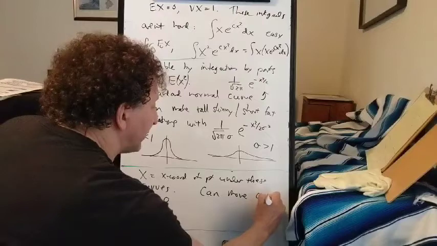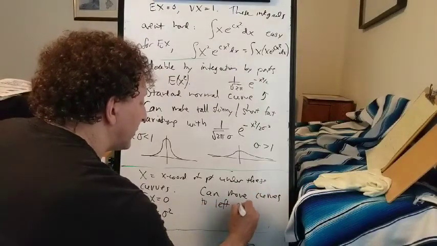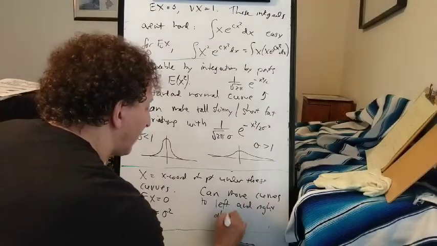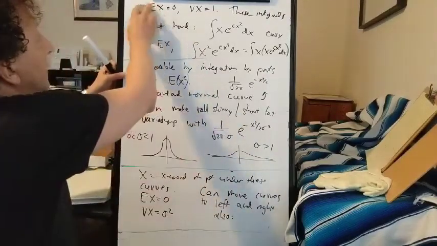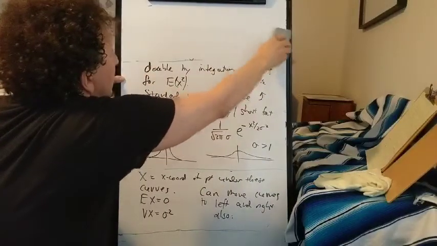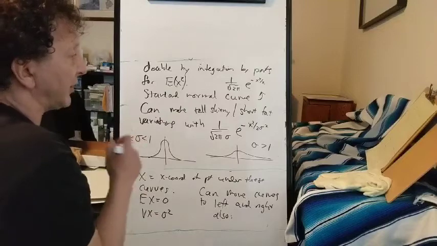Now we can move the curves to the left and right also. We do that by replacing x by x minus mu.